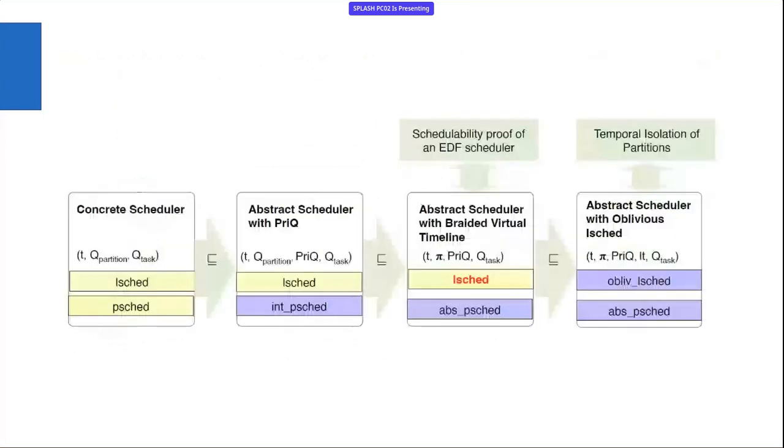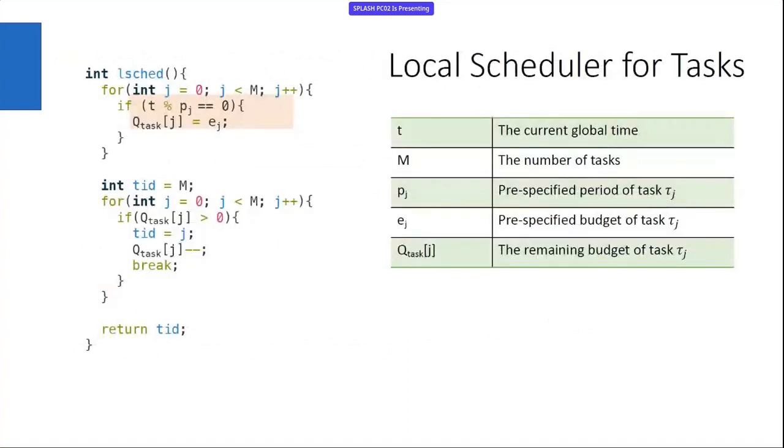So now we actually get into the local scheduler running inside each partition. You could use any kind of local scheduler. Remember, we have the requirement that all the tasks running inside each partition, their period has to be a multiple of the partition period. So this is one example of the local scheduler used inside a partition.